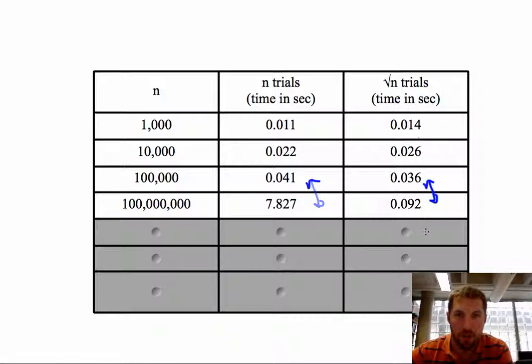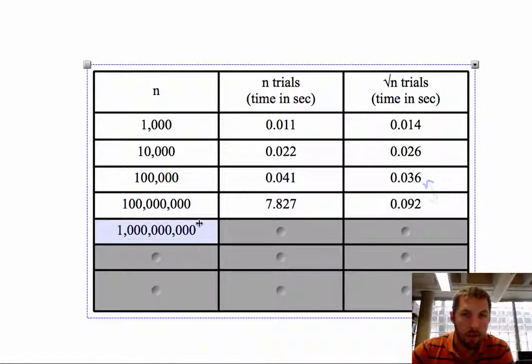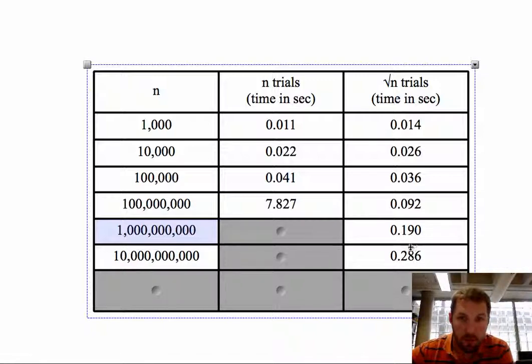Well, let's finish up the square root trials. So if we do, what is that? That is a billion? 1,000 million, yeah, a billion. So we try a billion, and a billion with the square root trials still takes less than 0.2 of a second. If we go up to 10 billion, still a little less than a third of a second, a little more than a quarter of a second.